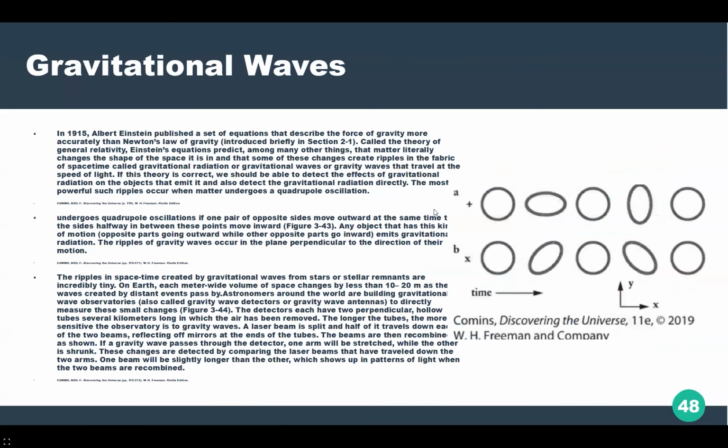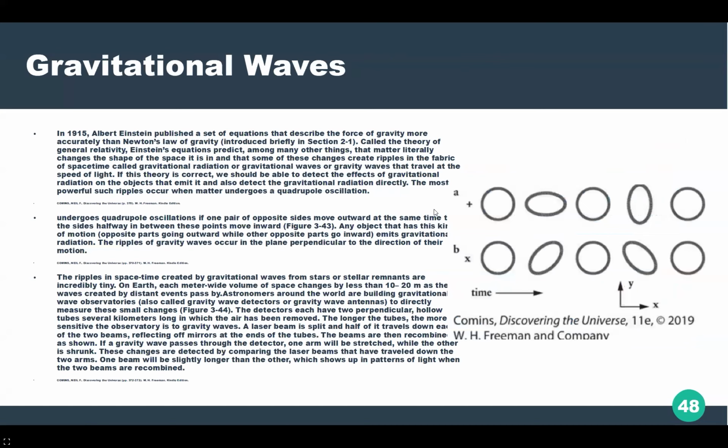In 1915, Einstein published a set of equations that described the force of gravity more accurately than Newton's law of gravity. Called the theory of general relativity, Einstein's equations predict, among other things, that matter literally changes the shape of the space it is in, and that some of these changes create ripples in the fabric of space-time called gravitational radiation, or gravitational waves, or gravity waves, that travel at the speed of light. If this theory is correct, we should be able to detect the effects of gravitational radiation on the objects that emit it and also detect the gravitational radiation directly.